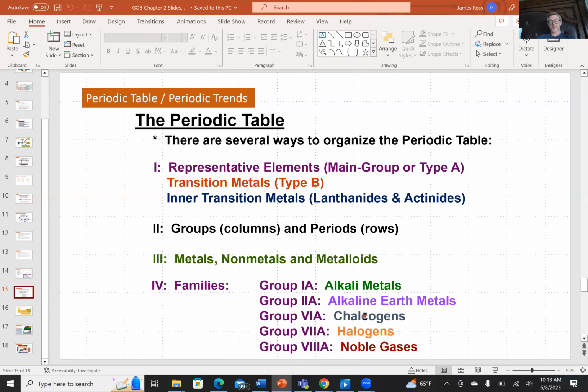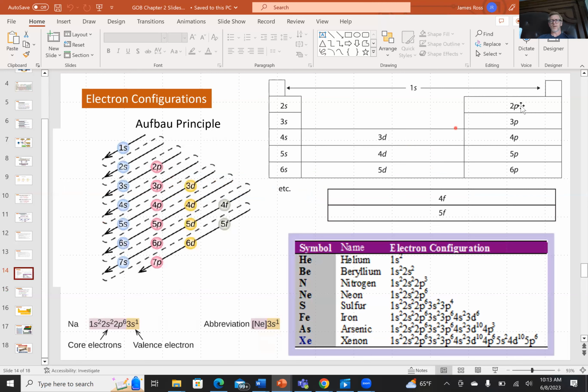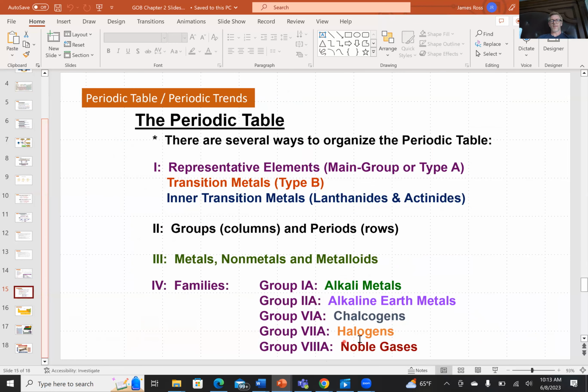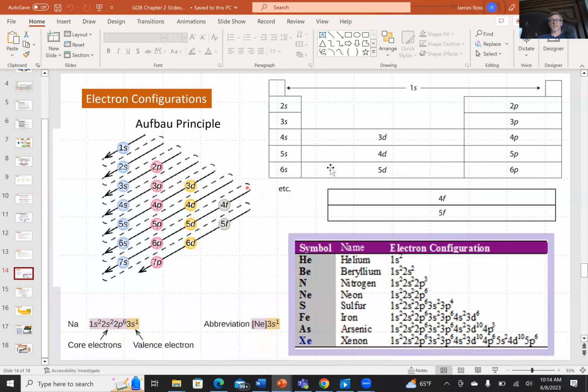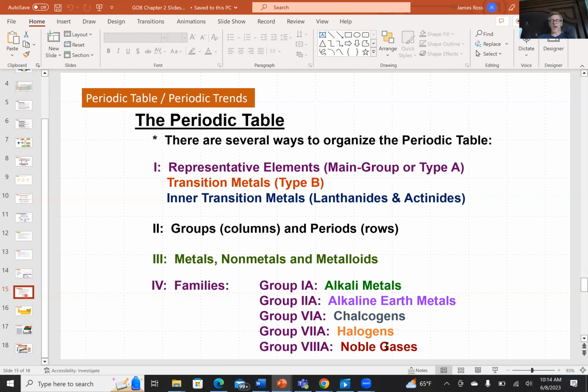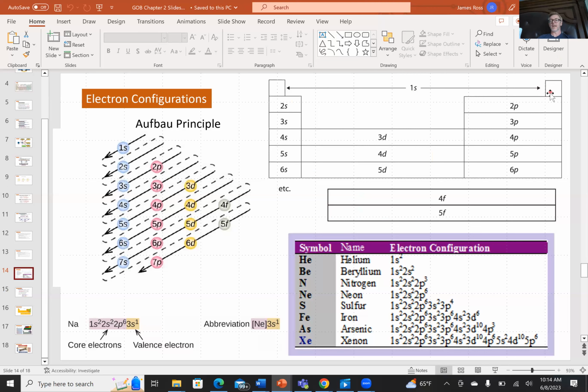The chalcogens, which you will find in group 16, which is over where oxygen is. You have the halogens, which is group 17, which is over where fluorine and chlorine are. And you have the noble gases, which is group 18, which is right at the end, which is where helium is, the very last group in the periodic table.